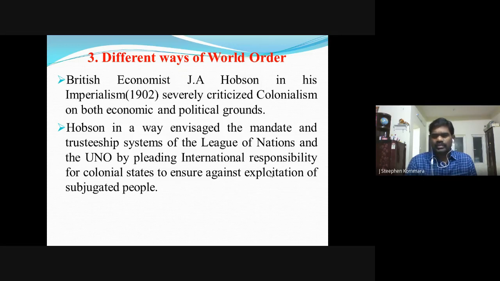Okay. చాలా మంది అణచివేయబడినటువంటి ఎక్స్ప్లాయిటెడ్ పీపుల్ చాలా మంది ఉన్నారు. సో అట్లాంటి వాళ్ళ విషయంలో లీగ్ ఆఫ్ నేషన్స్, some trusteeship systems. League of Nations was established after the end of First World War, but meanwhile it failed. And then another international organization was established, that is United Nations Organization in 1945, October 24. So these are all trusteeship systems, pleading international responsibility for colonial states to ensure against exploitation. ఏవైతే అణచివేయబడినటువంటి ప్రజలు, అణచివేయబడినటువంటి దేశాలు ఏవైతే ఉన్నాయో వాళ్ళ పక్షంగా ట్రస్టీషిప్ సిస్టమ్స్ అనేవి రావాలని చెప్పి అతను అభిప్రాయపడ్డాడు.